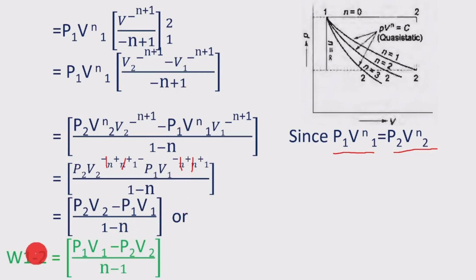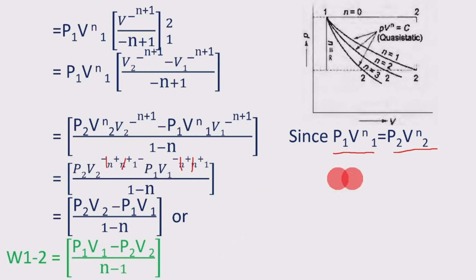We can write W1 to 2 equal to this, interchanging the numerator and denominator terms: P1 V1 minus P2 V2 by n minus 1. This is the work done expression for the polytropic process.